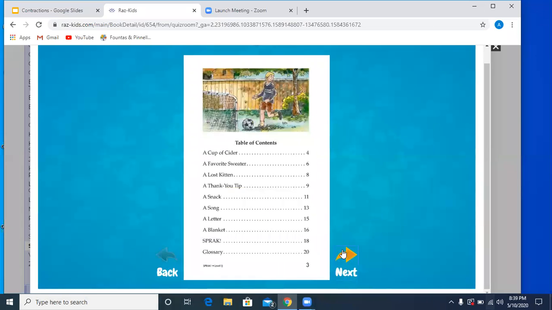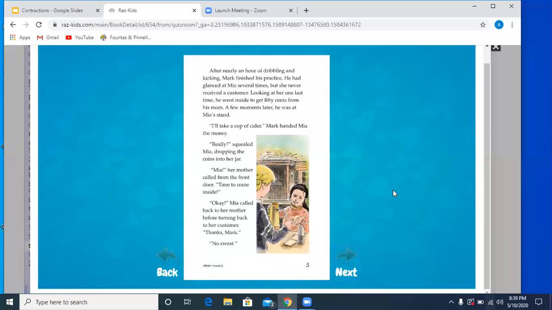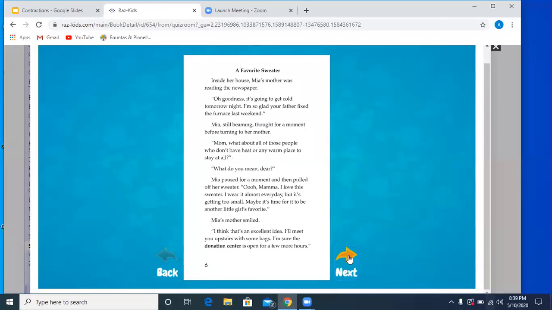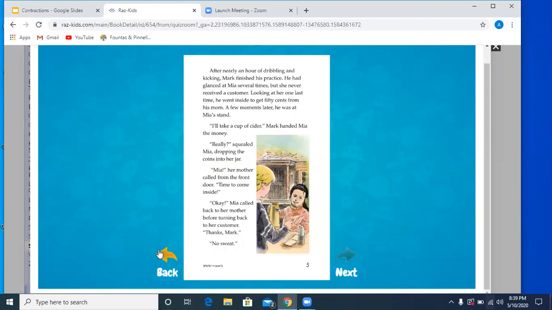This story begins in a neighborhood where Mia is selling warm apple cider. When Mark realizes she doesn't have any customers, he shows kindness by buying a cup. In the next chapter, Mia decides to do a good deed by donating one of her sweaters. As the story continues, you'll see many characters showing acts of kindness in many different ways. I want you to read the story to learn how others showed kindness. Remember to pause the video while you are reading each page.